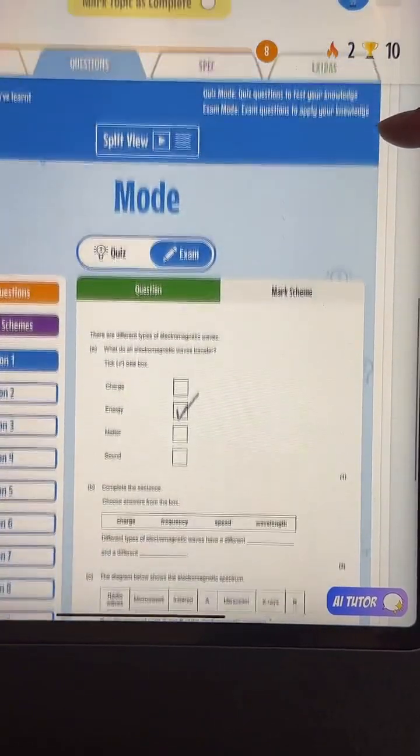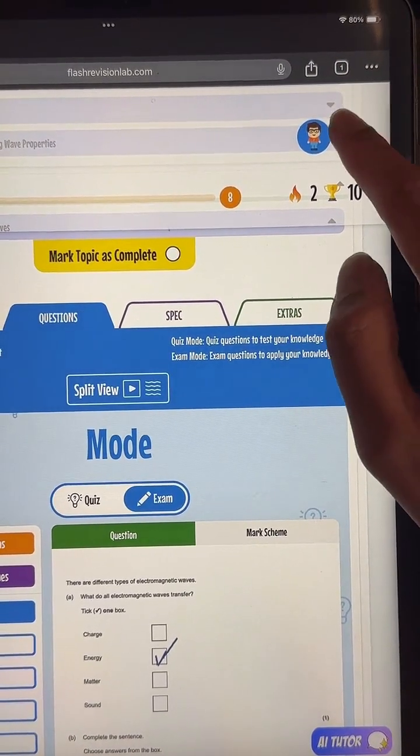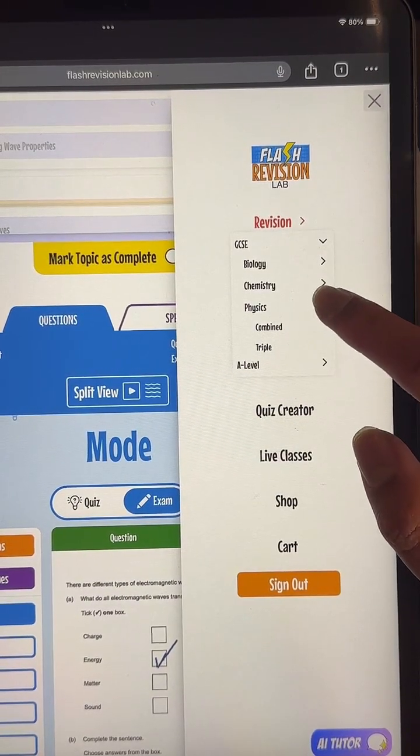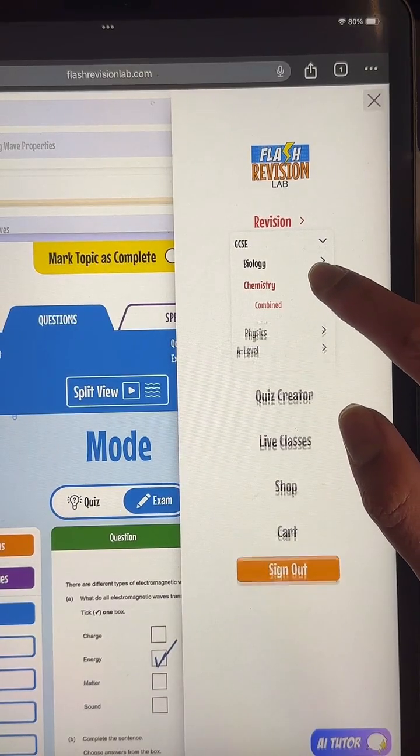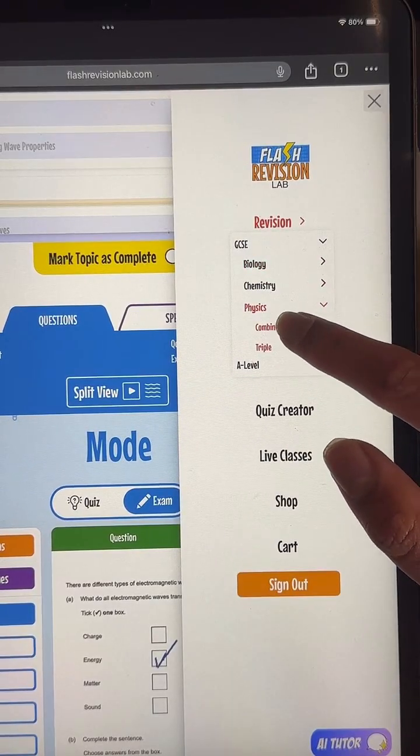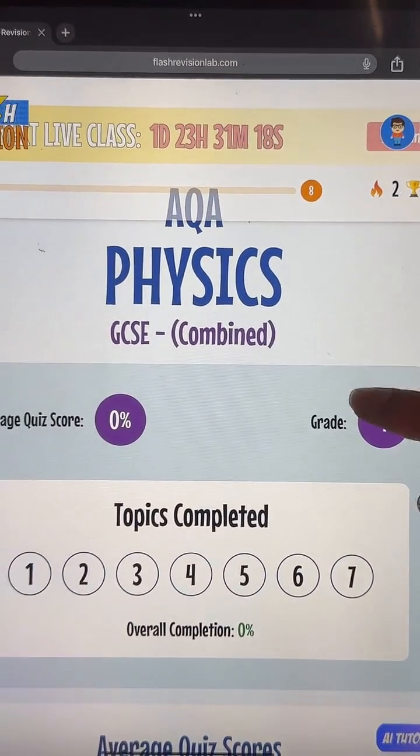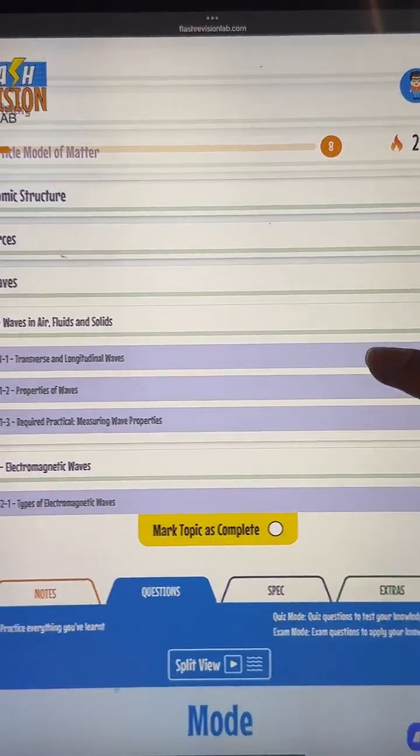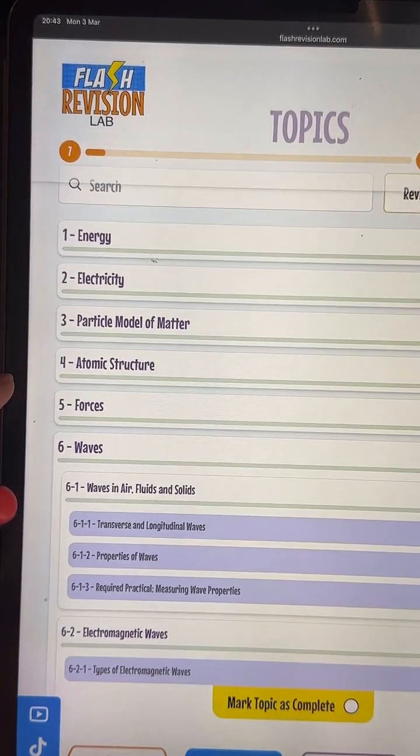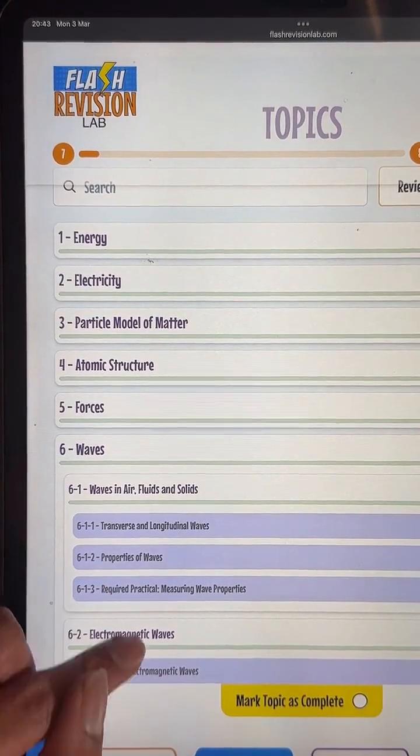How can you distinguish between combined and triple? It's simple. If you go to the top right, and I go to revision for each subject, so you can see for physics, same for chemistry, same for biology, you can click on combined or triple and it will show you the list of topics that are in your list. So for example here, I've gone to GCSE combined. As I go down, these are all the topics that are in combined, topics 1 to 6. So that's how you get to it.